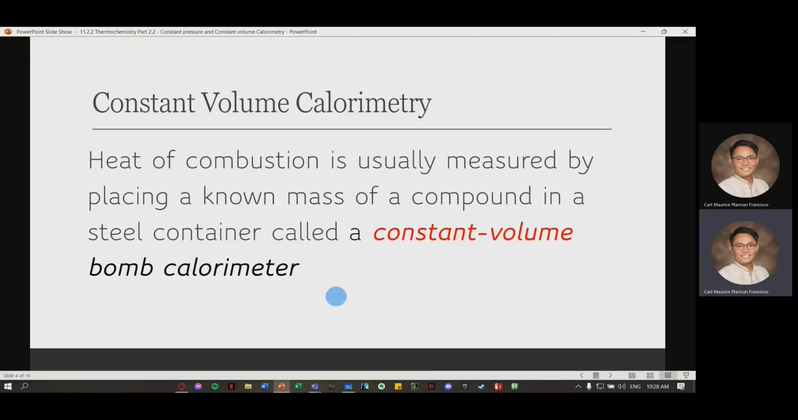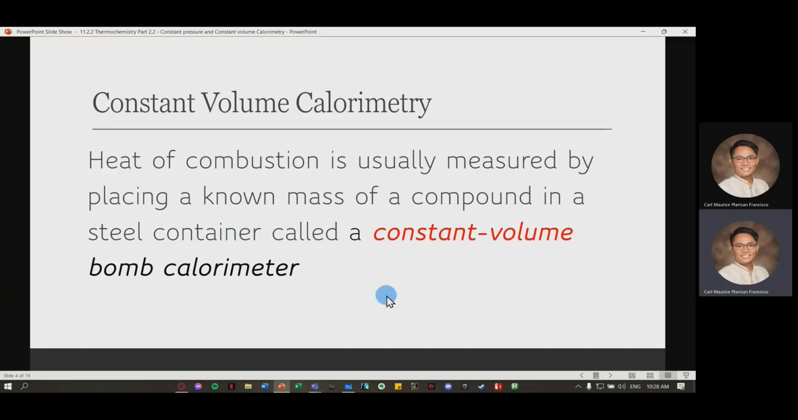So that means, should we want to measure the heat of combustion, gusto po natin alamin ang heat of combustion, atin pong nasusukat sa pamamagitan ng paglalagay ng isang compound na mayroong known mass sa isang container. Ang tawag po sa container na yon ay constant volume bomb calorimeter. Ulitin ko po, heat of combustion. Okay, combustion can be measured by simply placing a known mass of compound in a container, and that container is called constant volume bomb calorimeter.